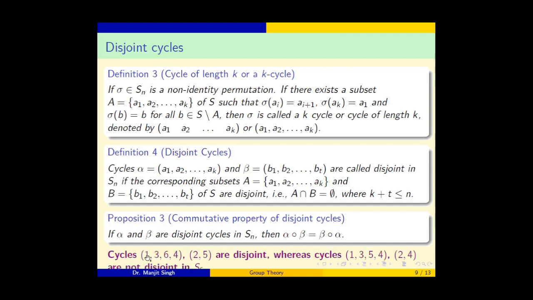You see example (1 3 6 4)(2 5). These are two cycles of length 4 and 2. They are disjoint, while you see there are also two cycles of length 4 and 2 respectively, and these are not disjoint because there is a 4 and there is a 4. 4 is in both these collections, so therefore they are not disjoint.